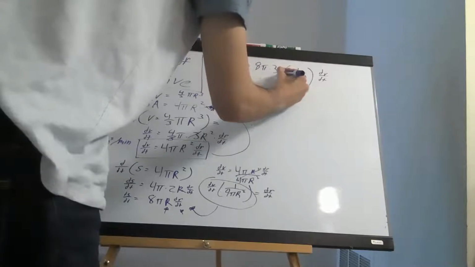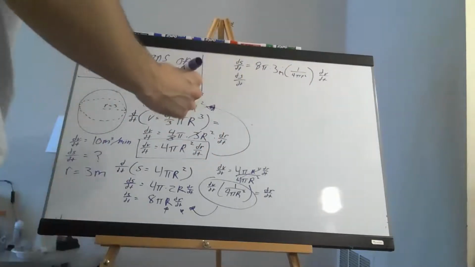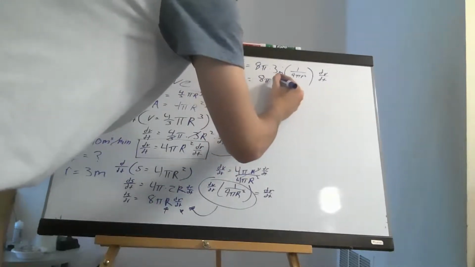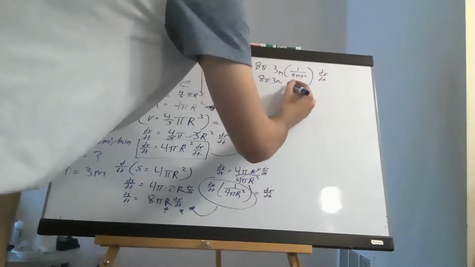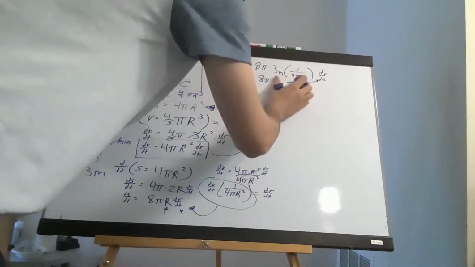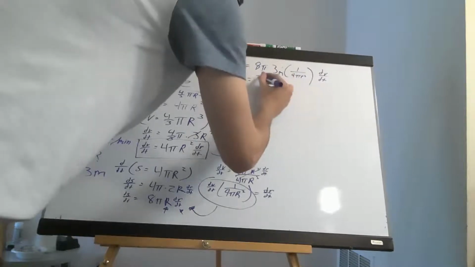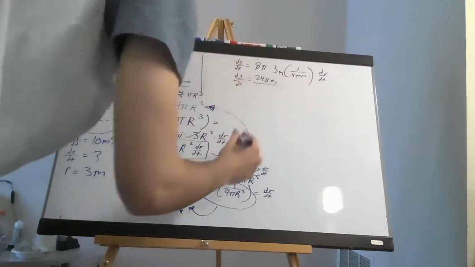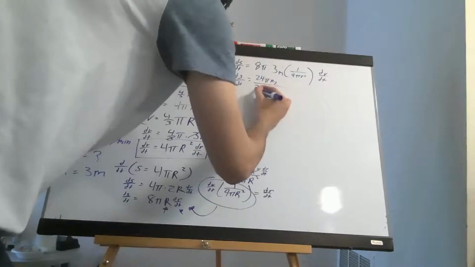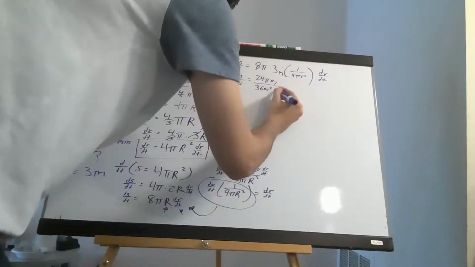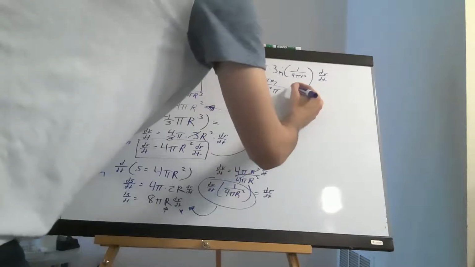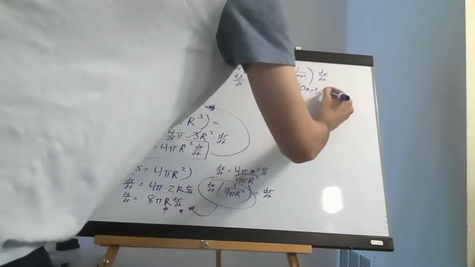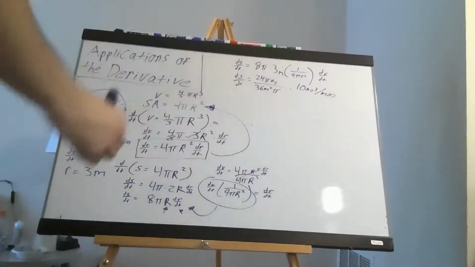So the radius is 3 meters. There it is. So now surface area is going to be 8 pi times 3 meters, which is really just going to give us 24 pi meters over, let's see, r squared is 9 meters times 4 is 36 meters squared times pi times 10 meters cubed per minute, which is what we plugged in for dV/dt.